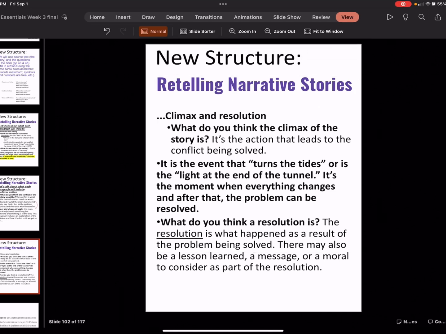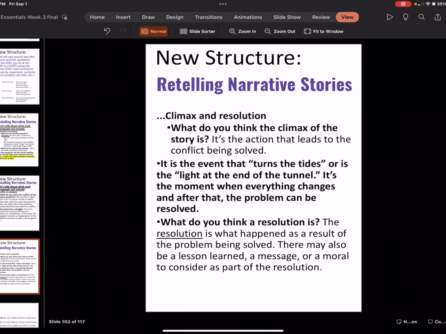It's the action that leads to the conflict being solved. It is the event that, quote unquote, turns the tides, or is the, quote unquote, light at the end of the tunnel. It's the moment when everything changes, and after that, the problem can be resolved. What do you think a resolution is? The resolution is what happened as a result of the problem being solved. There may also be a lesson learned, a message, or a moral to consider as part of the resolution.